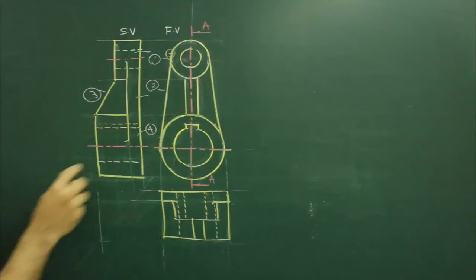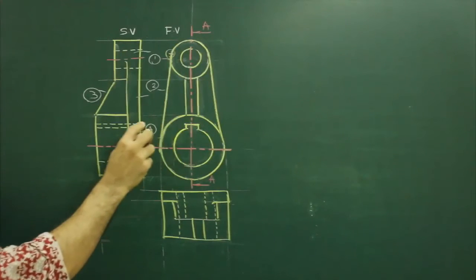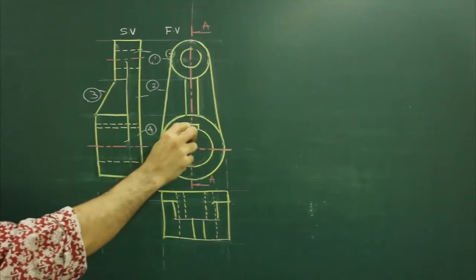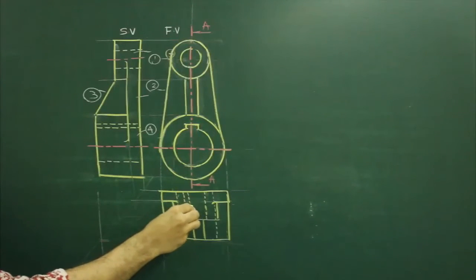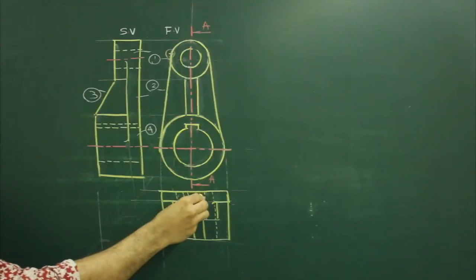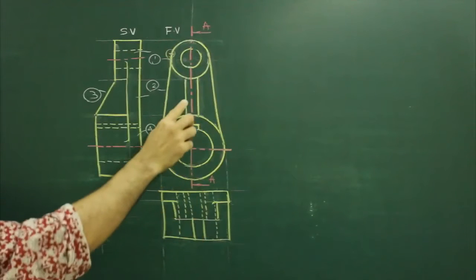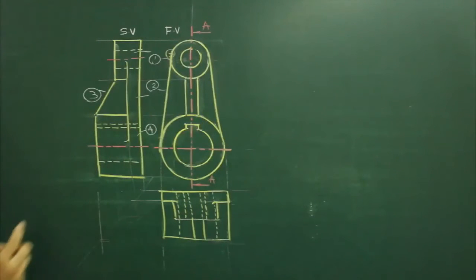After that, if you see this slot, which is through and through, right? This slot. So we'll get a dotted line for that also. And it will coincide with this outside part. Why? Because both the dimensions are 10.